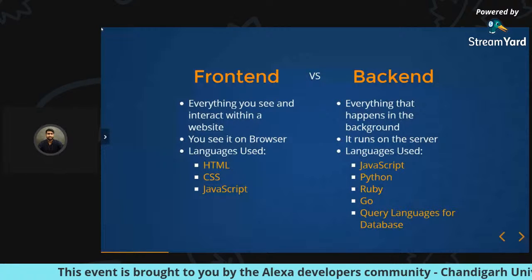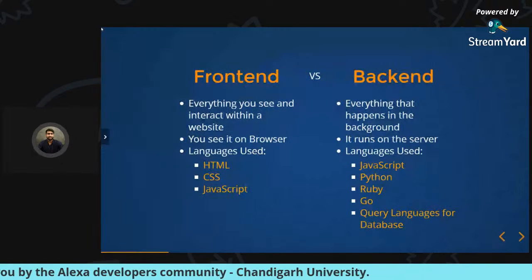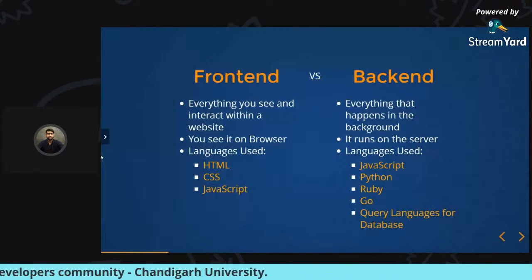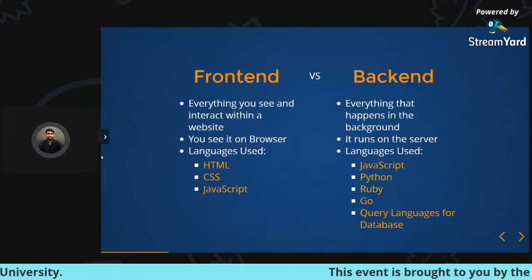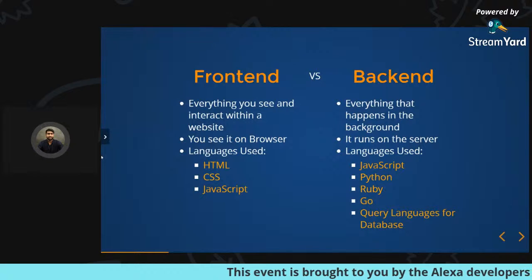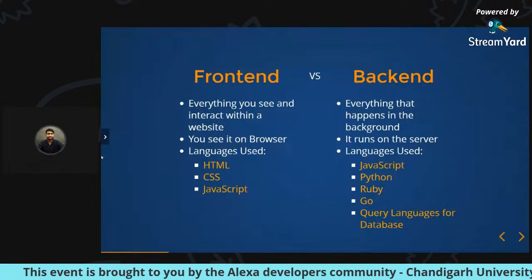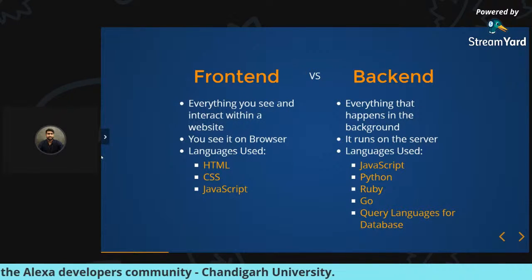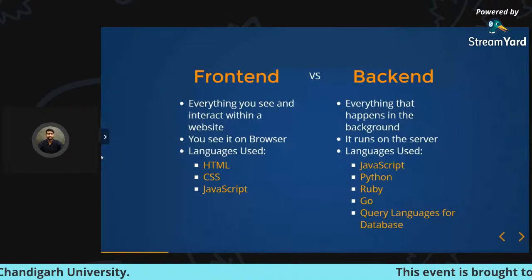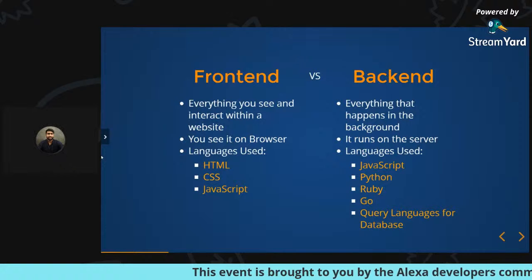The second part is the backend. This is everything which happens in the background. For example, whenever you place an order on Amazon, it gets saved into a database. This part happens in the backend, on the server side. There is some server which Amazon has put there, and every piece of backend code runs there. There are various languages used in the backend, as you can see on the screen. We will not cover this today, but maybe next time. Today we'll learn about HTML, CSS, and JavaScript.